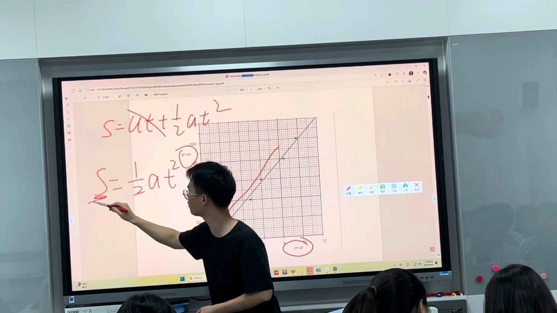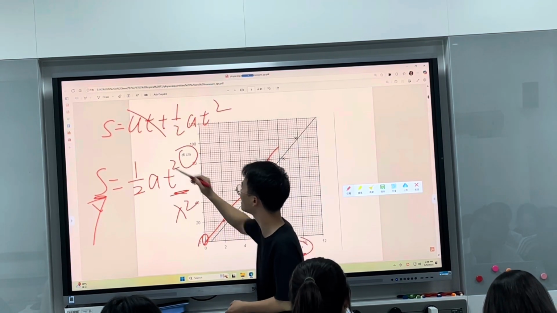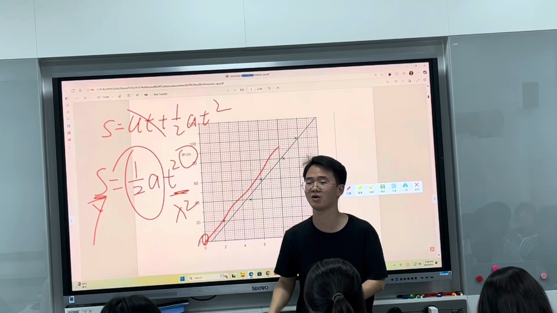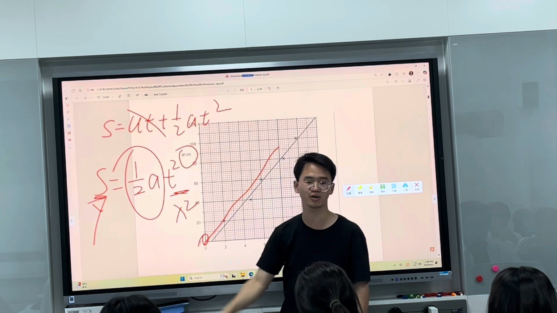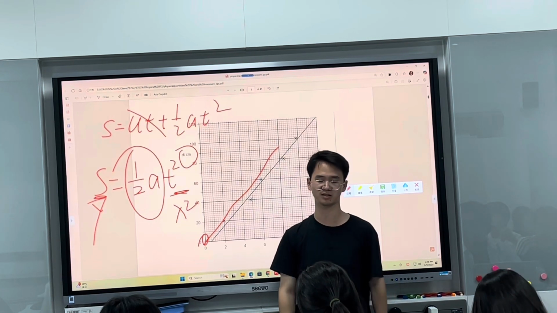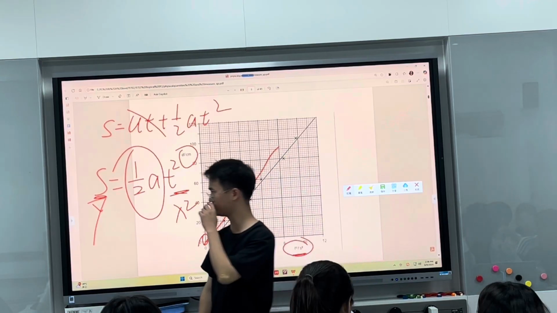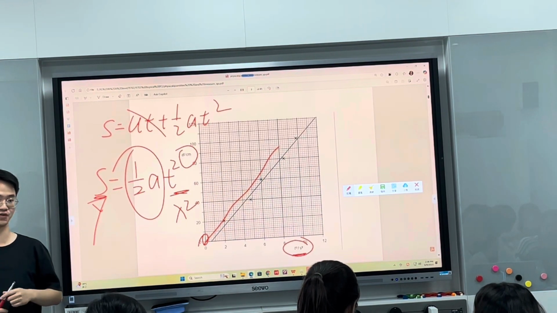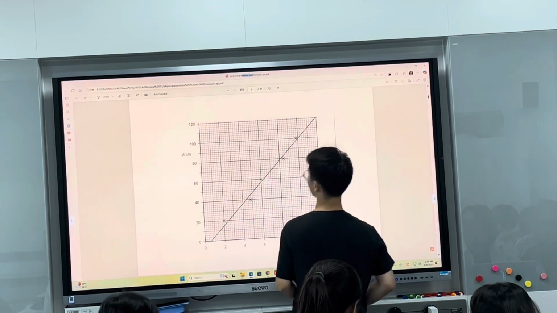Now, this is your y-axis. This t squared is your x-axis. What exactly is your gradient? 1/2a. So how can you calculate acceleration? Gradient times 2 equals acceleration. Most of you forgot to times 2. Okay? All right, so those are the major issues from your homework. Okay, so that's it.